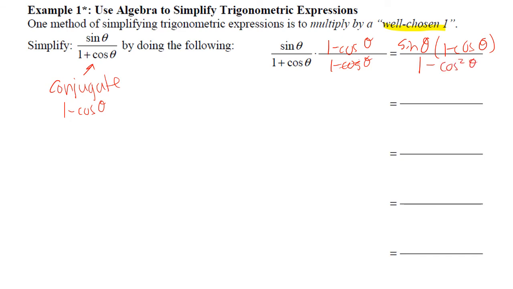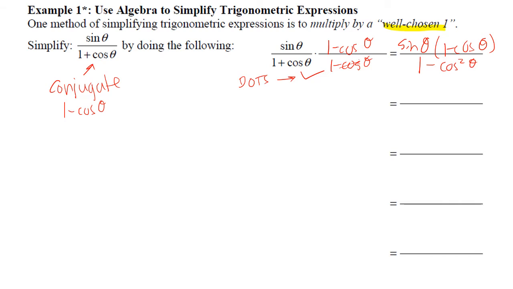And we should be able to easily jump here because this is a difference of two squares. And so we have the difference of two squares factored. This is what it looks like. So kind of jump straight to that using those factoring skills.